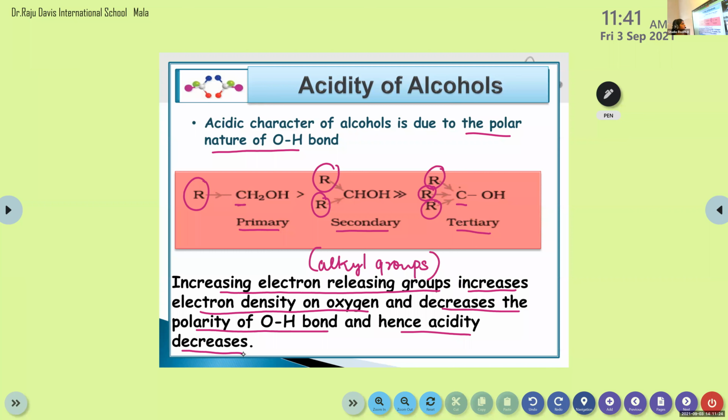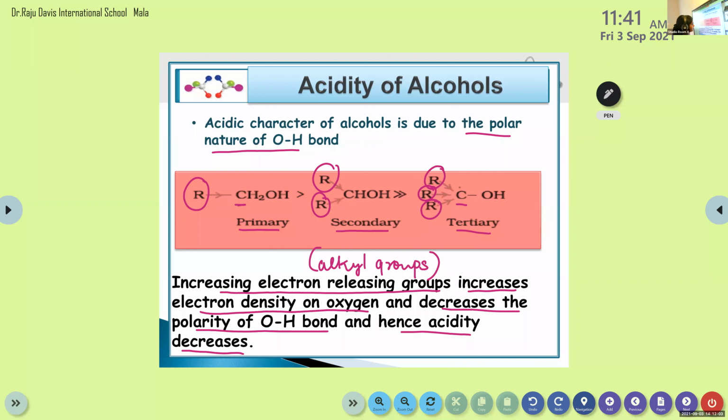Emmanuel, can you please read the points? Acidic character of alcohols is due to the polar nature of the OH bond. Increasing electron releasing groups increases electron density on oxygen and decreases the polarity of the OH bond, and hence acidity decreases. Shall I move to the next slide? Yes, ma'am.